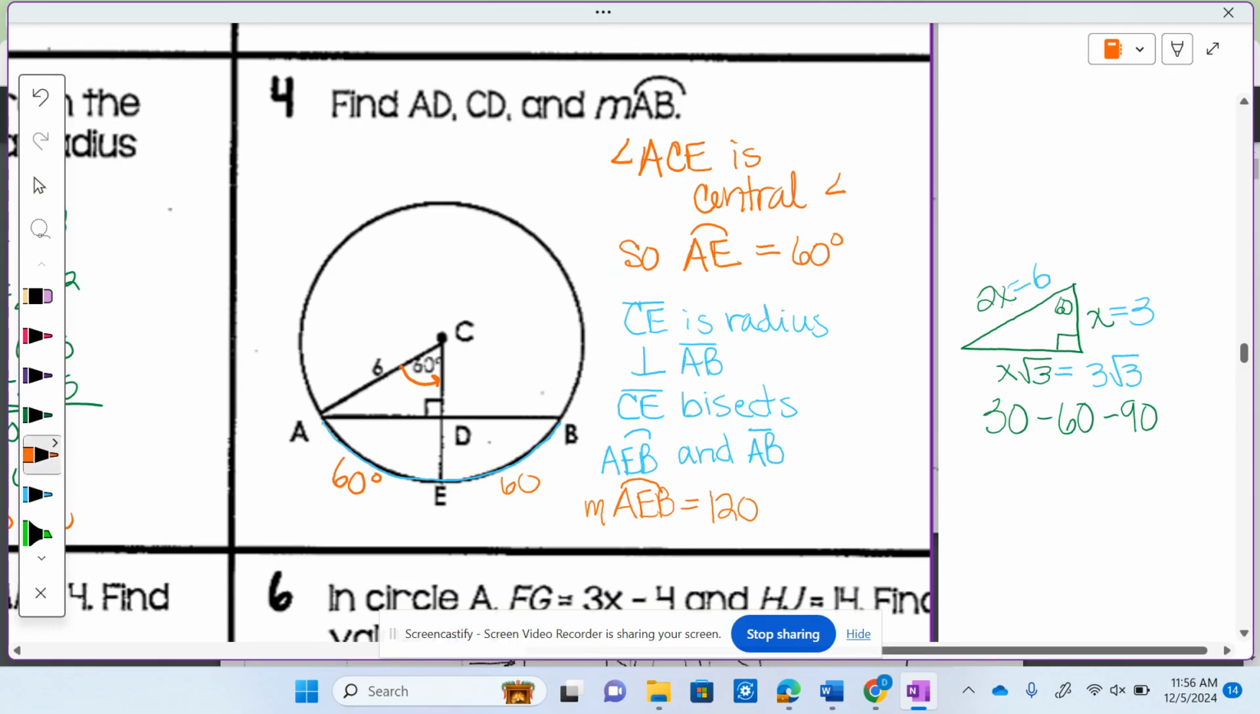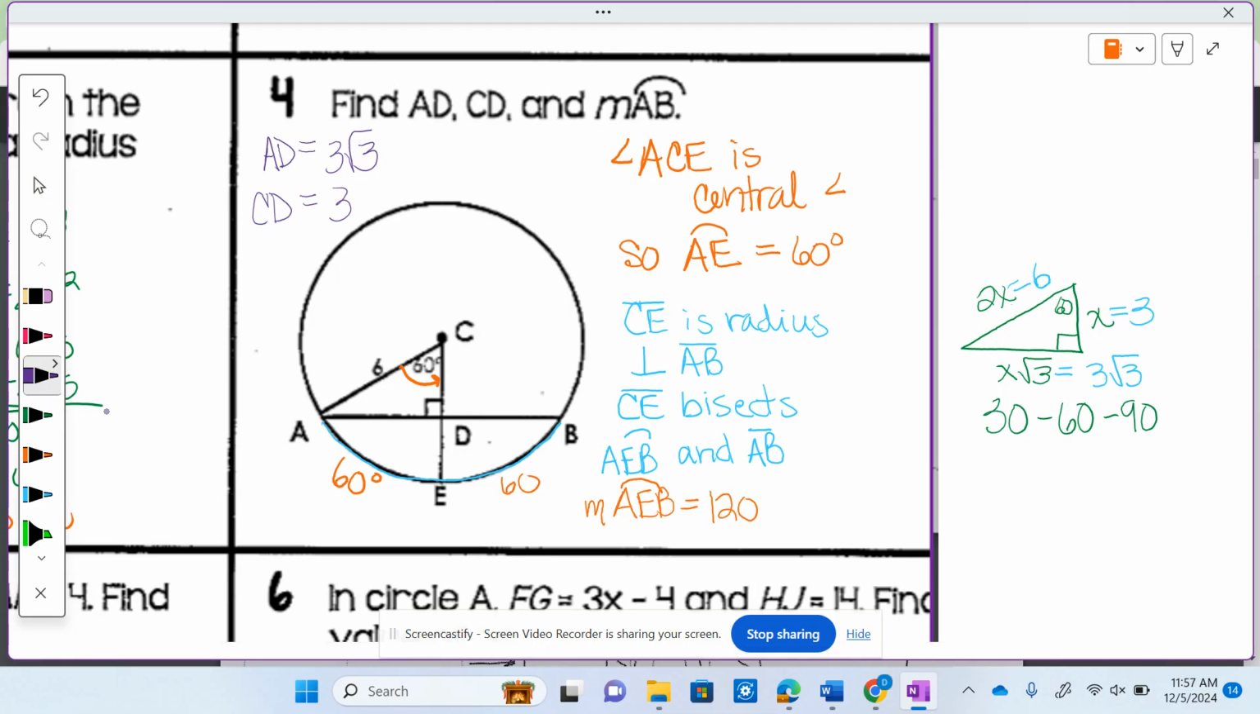Did you guys brain dump all your special right triangle stuff? Yeah? Okay. So we'll make sure that we review that. So let's see. Segment AD equals the long leg, which is 3 root 3. And segment CD is my short leg, which is 3. It's a 30, 60, 90 special right triangle.